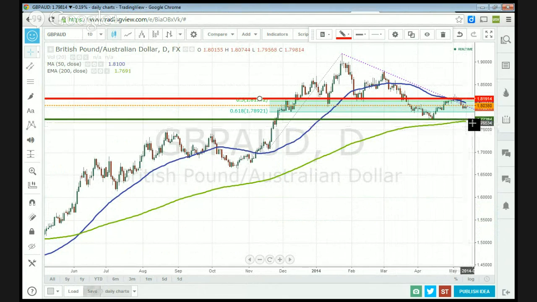Let's see if it goes to 77.28, which is where the target profit is, and that is, of course, a support level established back in mid-April as well. So that is Pound Aussie. So far, so good on those trades.